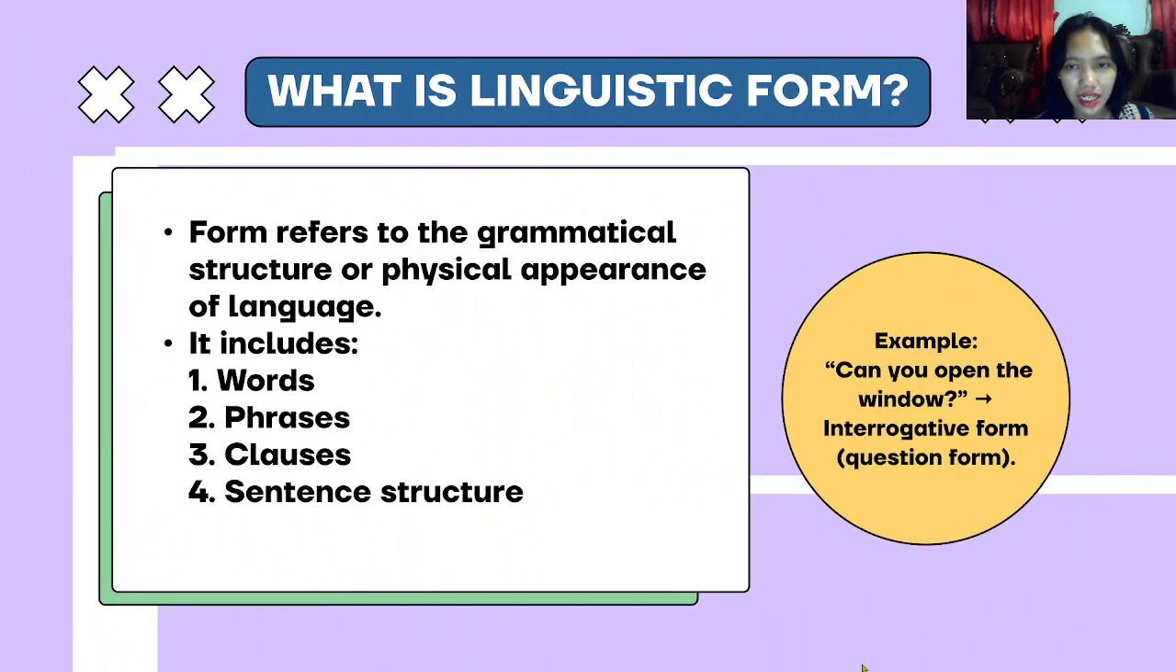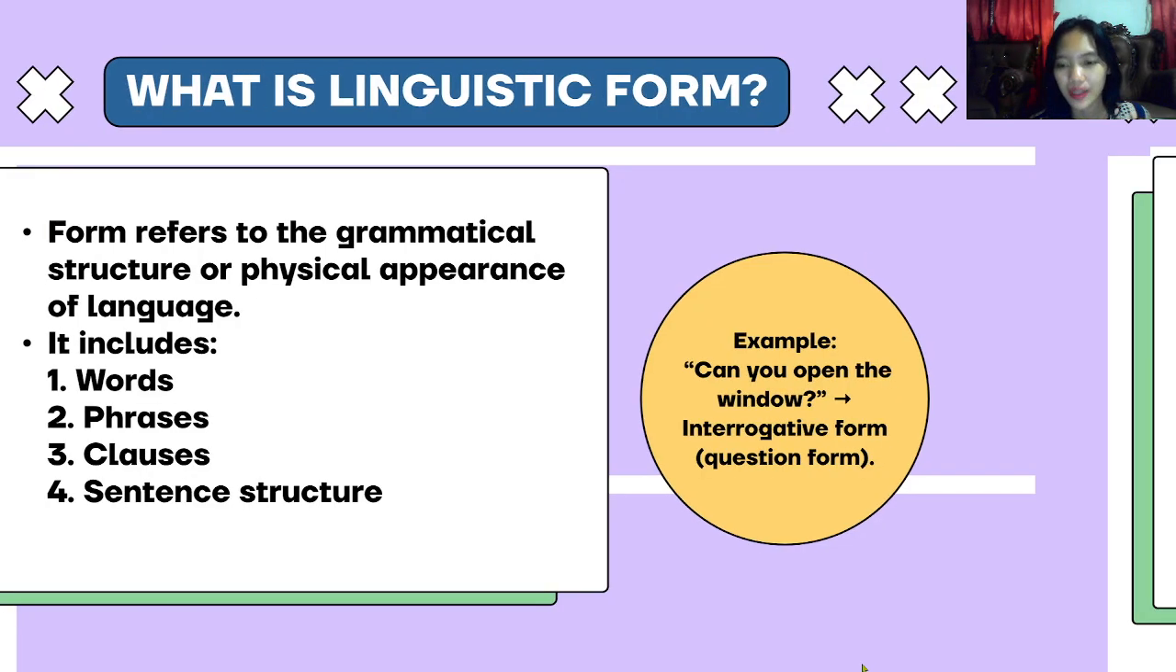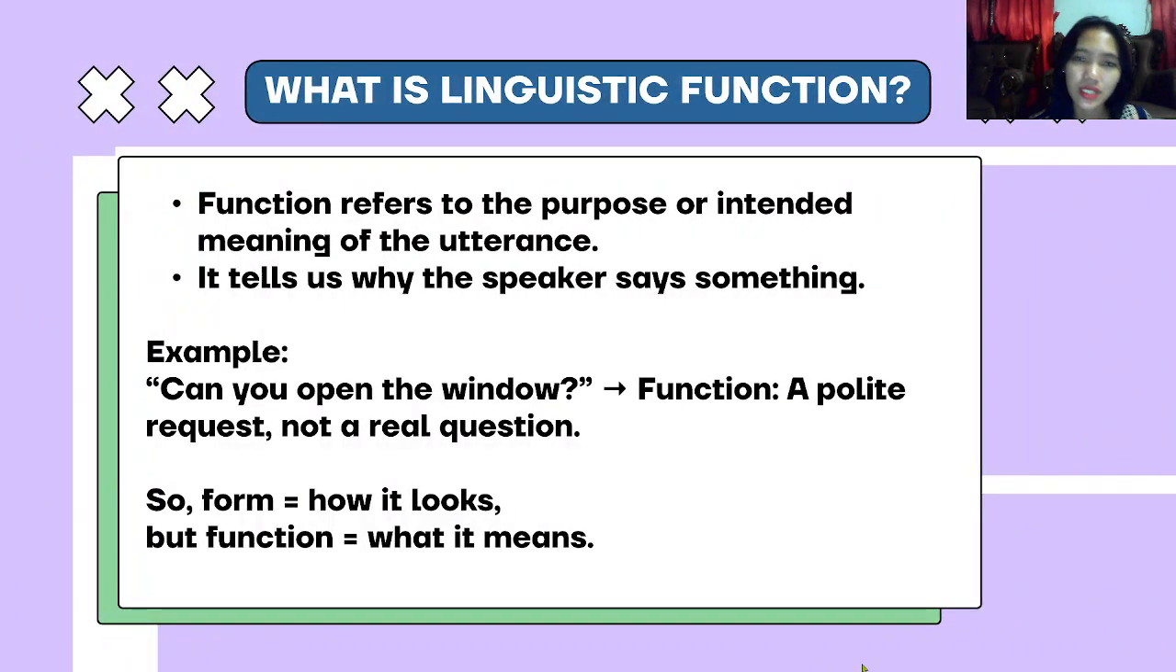What is the linguistic form? Form refers to the grammatical structure or physical appearance of language. It includes words, phrases, clauses, sentence structure. Example: can you open the window? Interrogative form, question form.